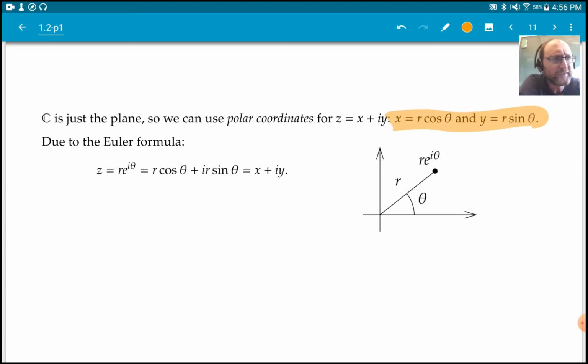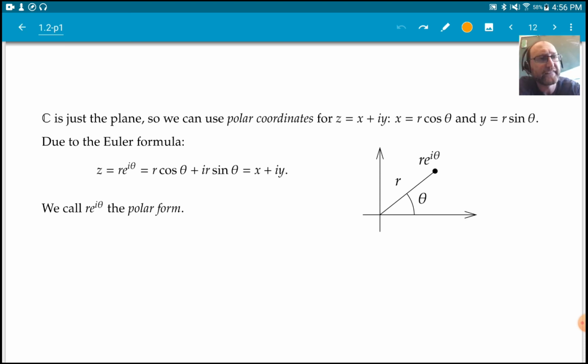But in this case, we have a nice way of writing it using the complex exponential. If you just write down the Cartesian form using these calculus versions of sine and cosine, and then you use Euler's formula, you get r e to the i theta. So it's a much simpler formula to use for this complex number. So that's the polar form of the complex number z: r e to the i theta.